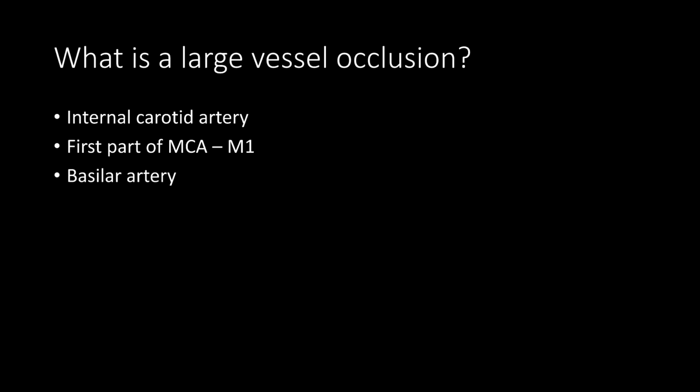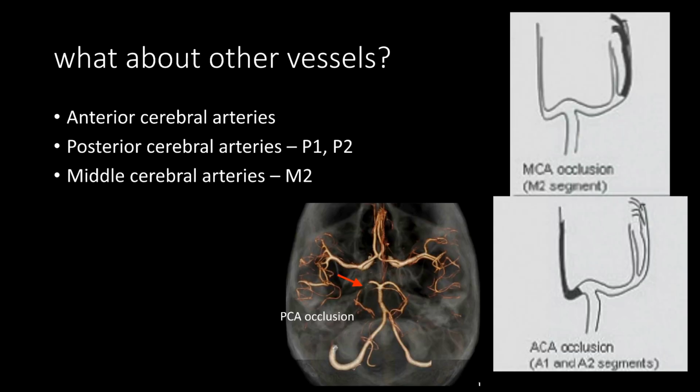What is a large vessel occlusion? Large vessel occlusion is nothing but occlusion of the internal carotid artery, the first part of the MCA, or the basilar artery. But other arteries are also included for the endovascular approach for mechanical thrombectomy: the initial part of the anterior cerebral arteries, the posterior cerebral arteries P1 and P2, and a very important point, the initial division of the MCA into M2 branches. These branches are sometimes considered for mechanical thrombectomy.